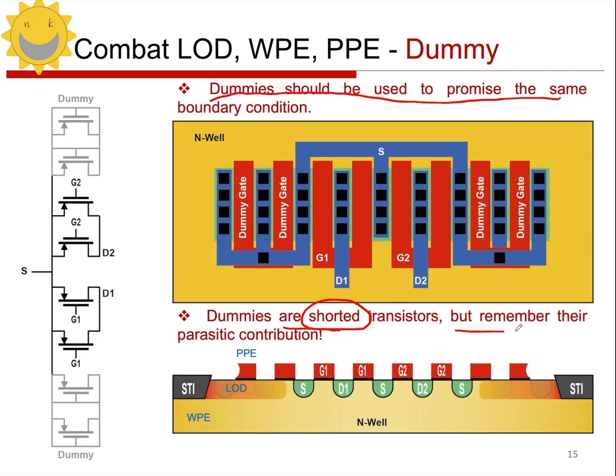But what else should we pay attention to? We must remember their parasitic contribution, that is, their parasitics. In addition to short-circuiting them, we also need to consider their parasitic problems. For example, the connection of this transistor, you can see from the schematic diagram that this device has already achieved short-circuit treatment, right? For example, this circle, we've connected its drain and source together. We've connected them all together. So it is obvious that this is a short-circuit device.